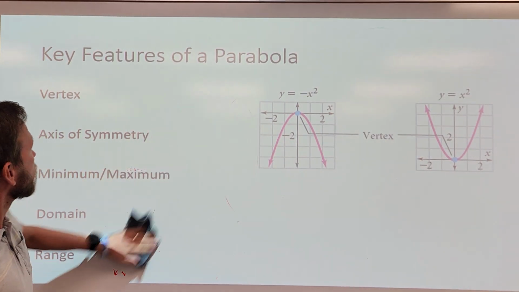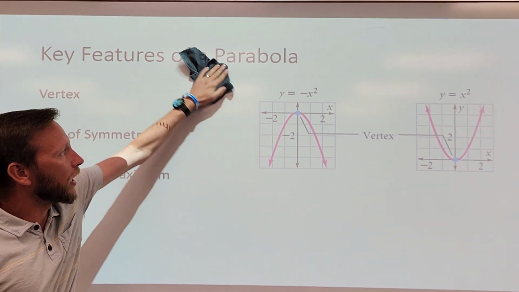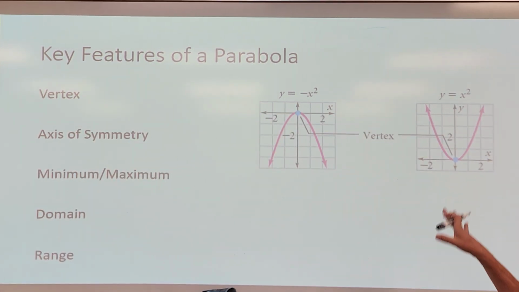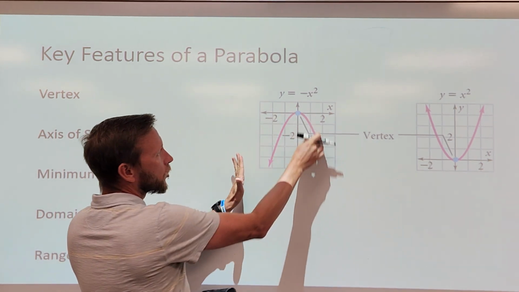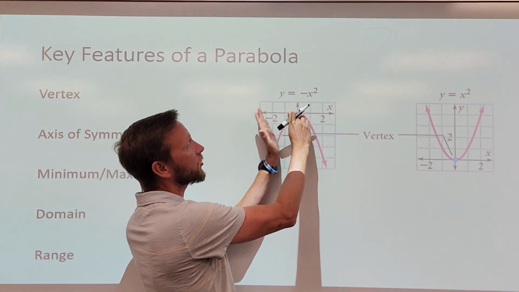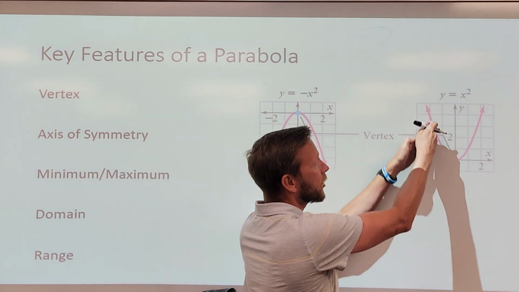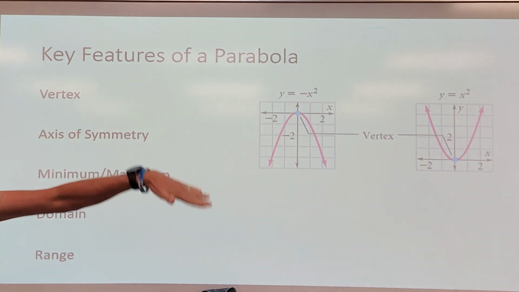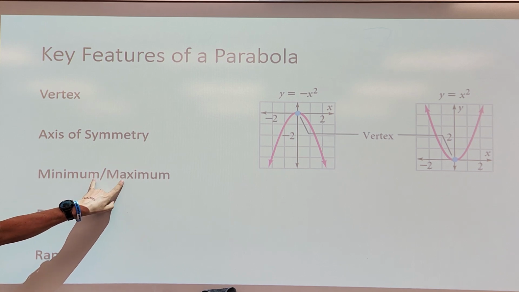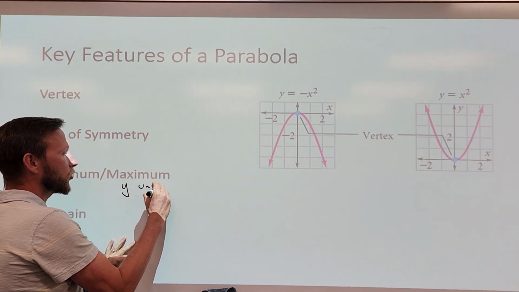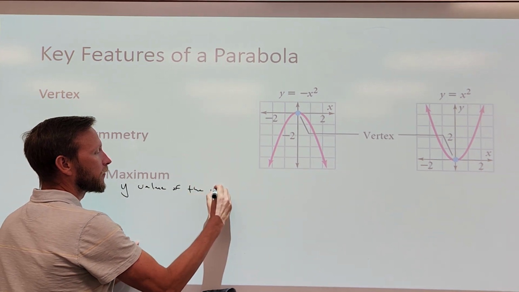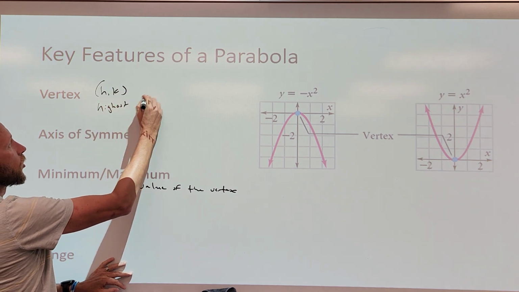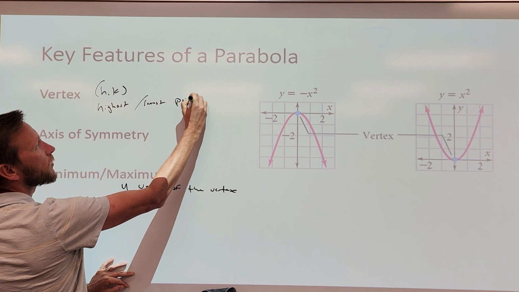All right. The key features of a parabola. I've alluded to these already. The first thing is the vertex. The vertex is the point where the graph changes directions. Here it's increasing, and then now it's decreasing. Here it's decreasing, and now it's increasing. This is the minimum value or the maximum, the lowest point or the highest point. The maximum value would be the y value of the vertex. Your vertex is your (h, k), your highest or lowest point.